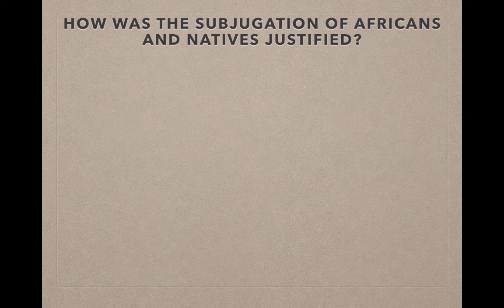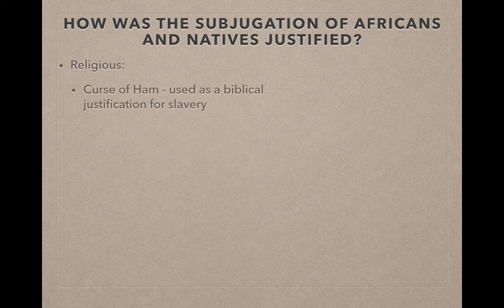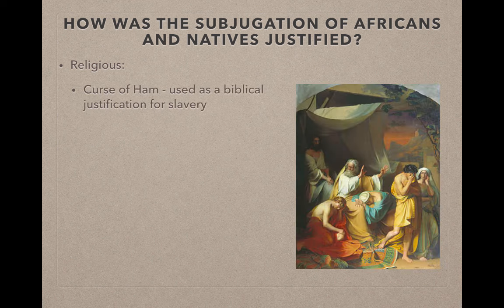Now, very big question you should be able to answer is, how was the subjugation of Africans and natives justified? And when we're talking about subjugation, we mean keeping people down or oppressing them or keeping them in a lower state. Well, it was done so religiously. The Bible was used, specifically mentioned in the Old Testament as the curse of Ham involving Noah, and this was used as a biblical justification for slavery.